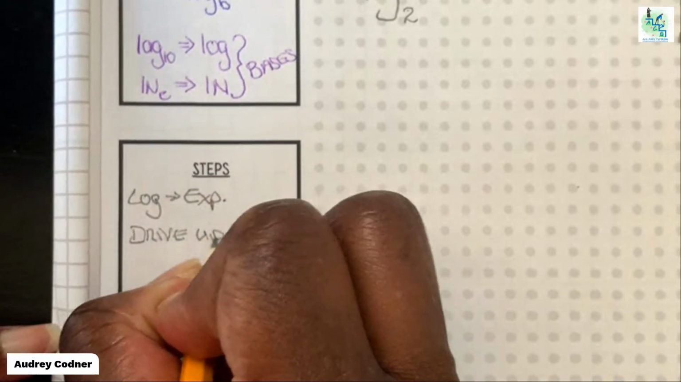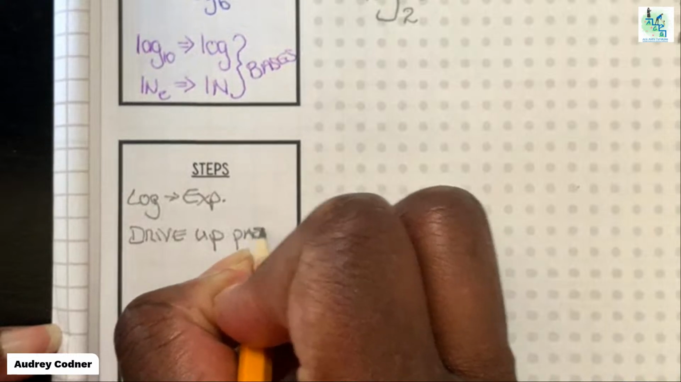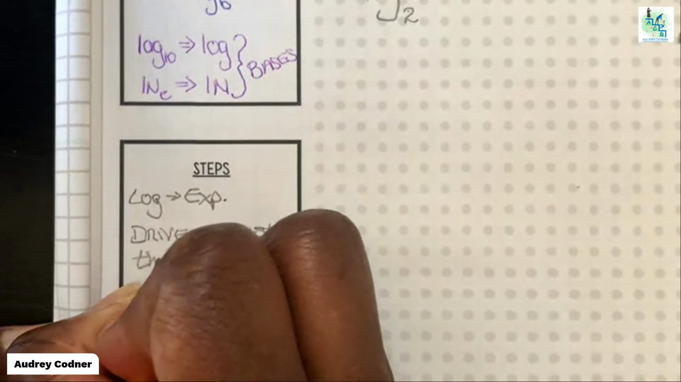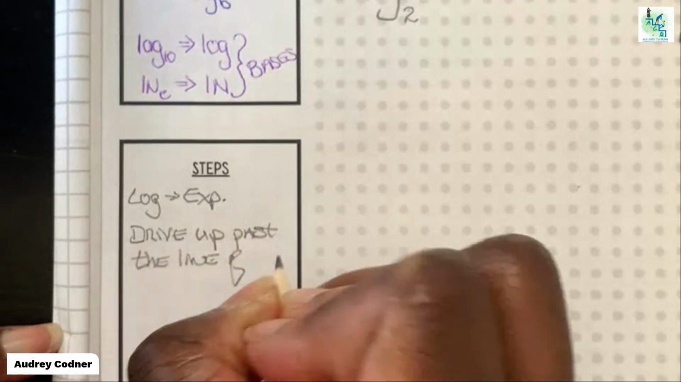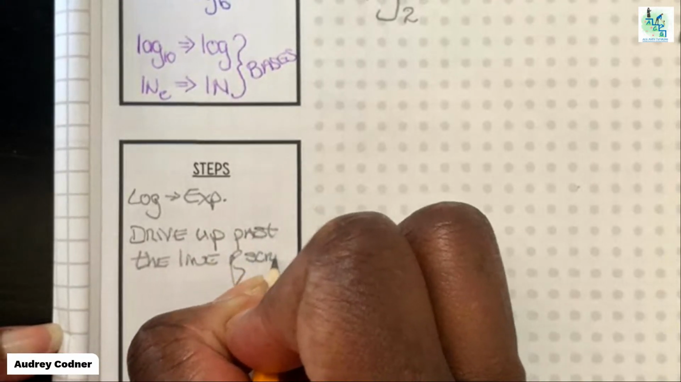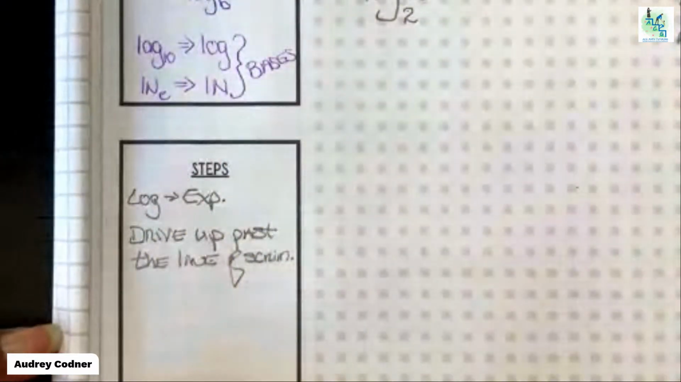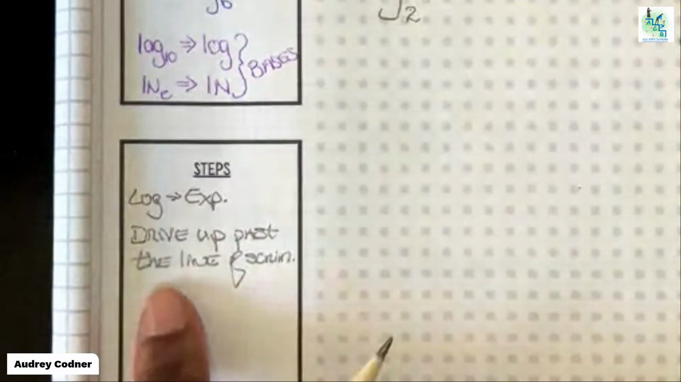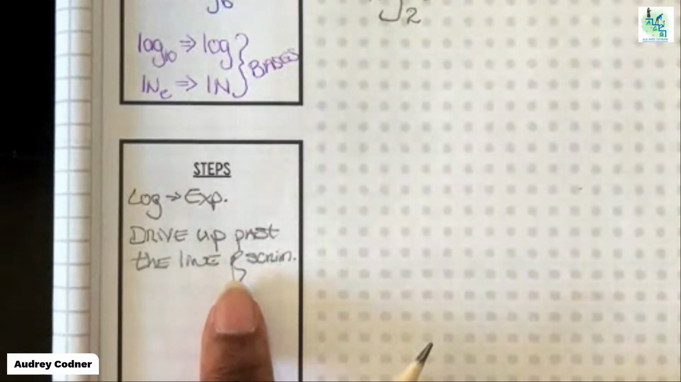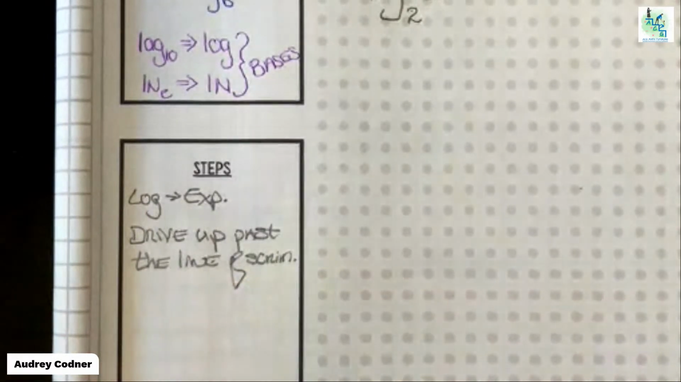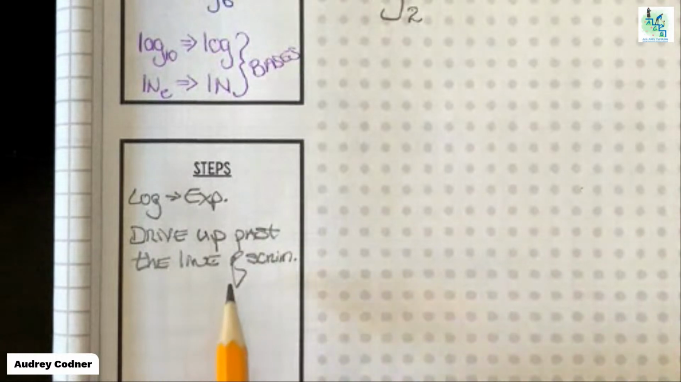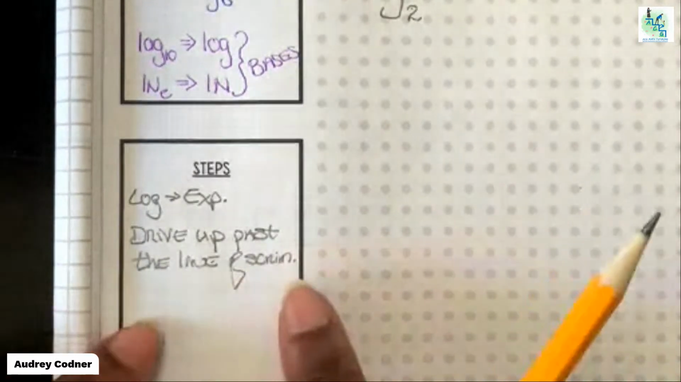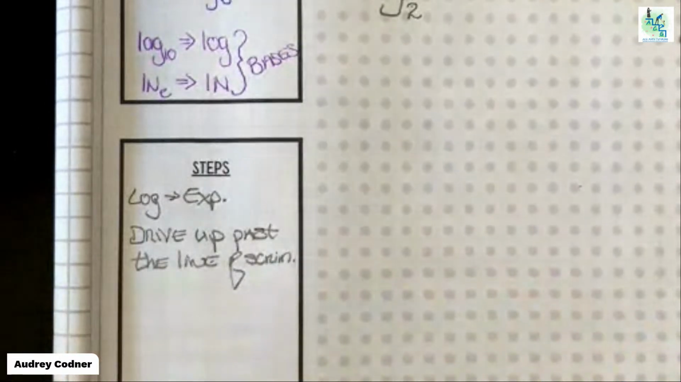So drive up past the line of scrimmage. Okay. So this is easy for me to remember because I'm thinking of football, right? But maybe for you, your steps might be a little bit different. You might be like, take the small 2 and drive it up to the x, whatever it is. I like to kind of put it right here as a quick reminder.